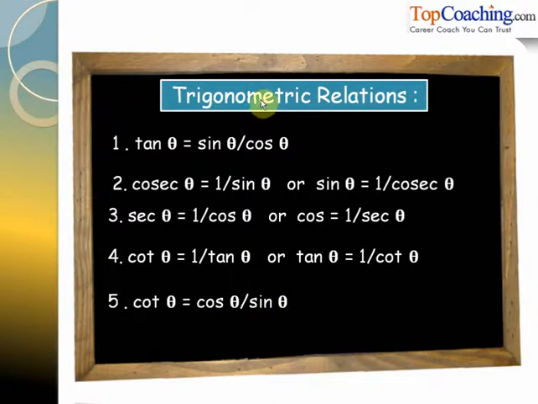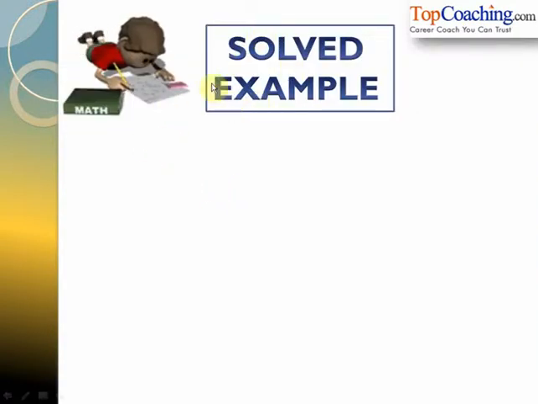Thus these are the trigonometric relations, that is tan theta is equal to sin theta by cos theta, cosec theta is equal to 1 by sin theta, sec theta is equal to 1 by cos theta, cot theta is equal to 1 by tan theta, and cot theta is equal to cos theta divided by sin theta. So this was all about the trigonometric ratios. So it's time for us to solve a few examples.